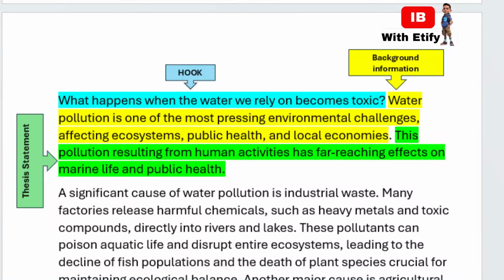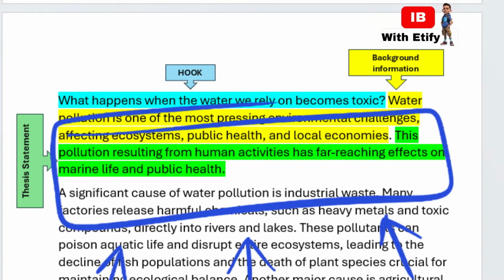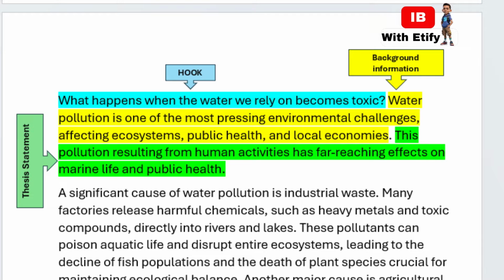And what about the thesis statement? The thesis is crucial. Think of it as the guide for your reader, letting them know what the essay will cover. For example, if your topic is water pollution, a thesis could be, water pollution from human activities has far-reaching effects on marine life and public health. Okay, I think I understand.